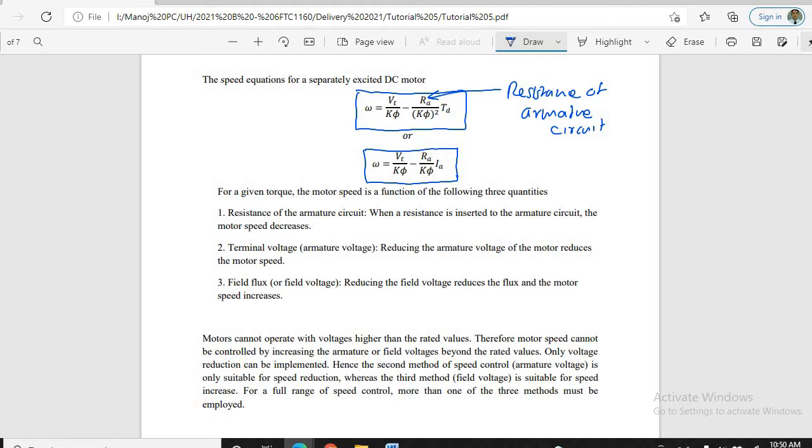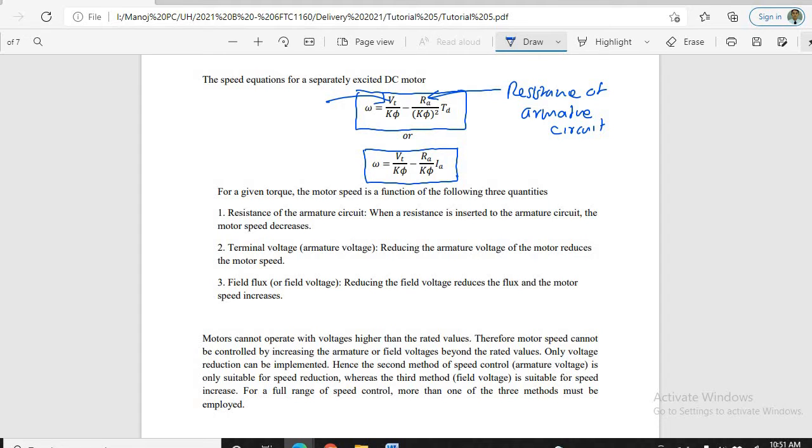This is the default, the existing resistance. For this one we can add a resistance to the armature circuit, so then it will change. Therefore we can change our omega. Then the second one is the terminal voltage of the armature, which is this one, Vt.